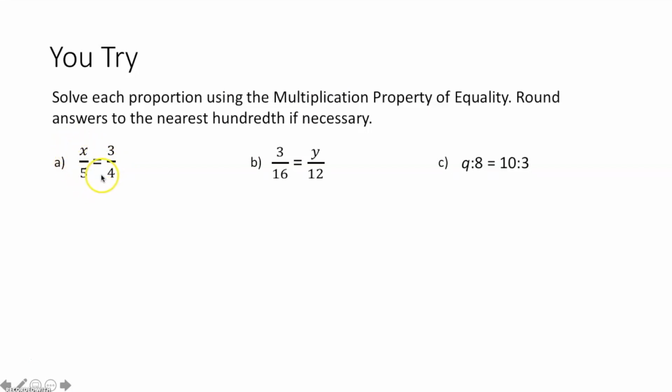No. Step 2, variable on the left. Done. Step 3, constant needs to go to the right. How do I do that? Dividing by 5, we got to do the opposite. We got to multiply both sides by 5. Now 5 is the same thing as 5 over 1. And you could notice that these are going to cancel out right away.